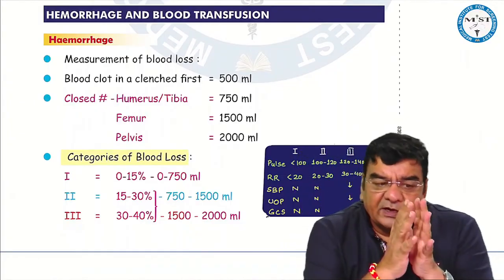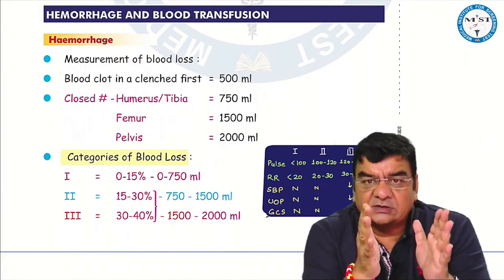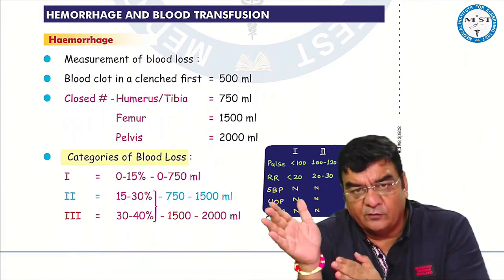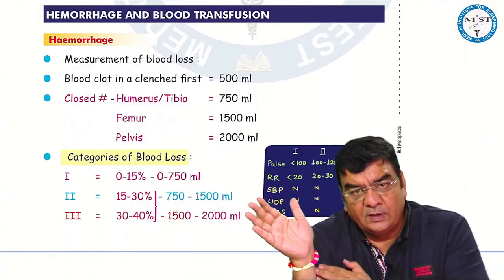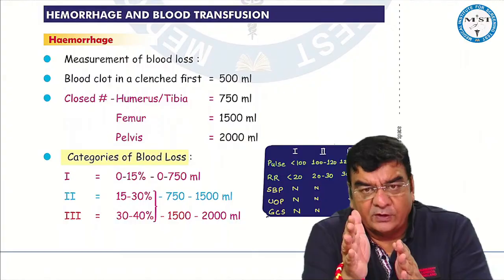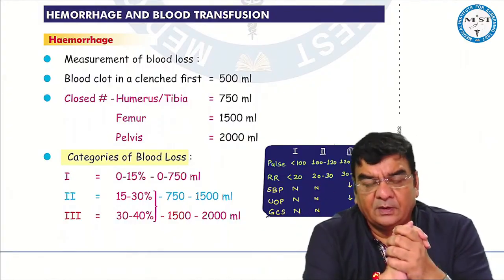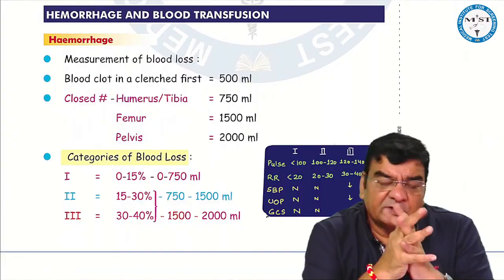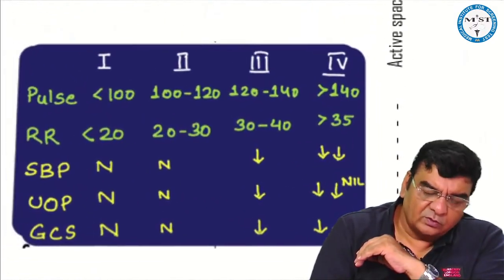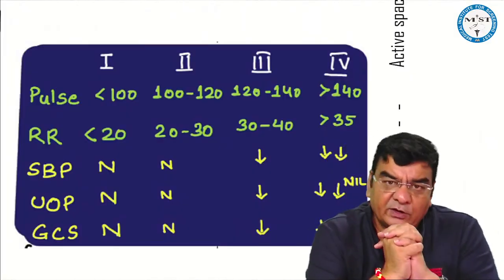We can segregate the blood loss into 4 categories, just like the scores in a lawn tennis game: 0 to 15, 15 to 30, 30 to 40, more than 40. That means 0 to 750, 750 to 1500, 1500 to 2000, and more than 2000 ml. We know that systolic blood pressure starts falling when there is more than 30% of blood loss. How will the doctors come to know which category of blood loss you are dealing with?